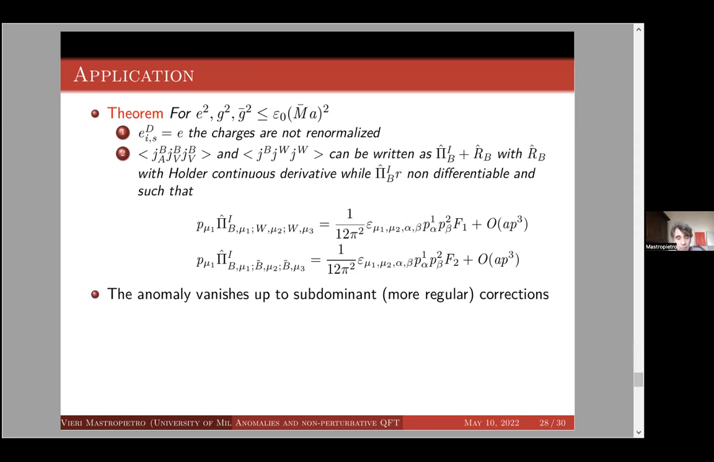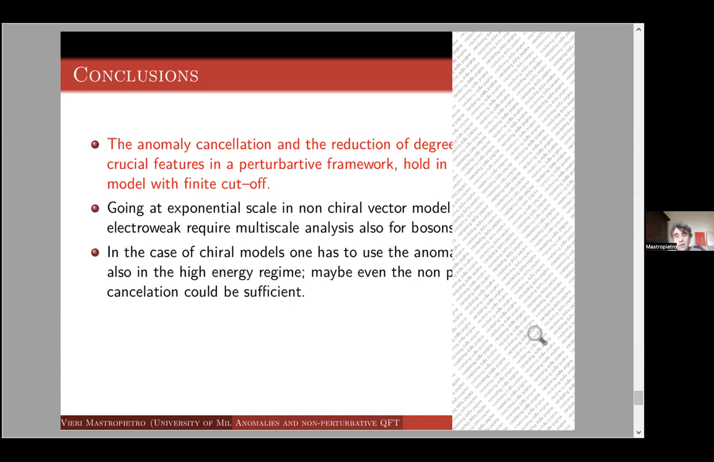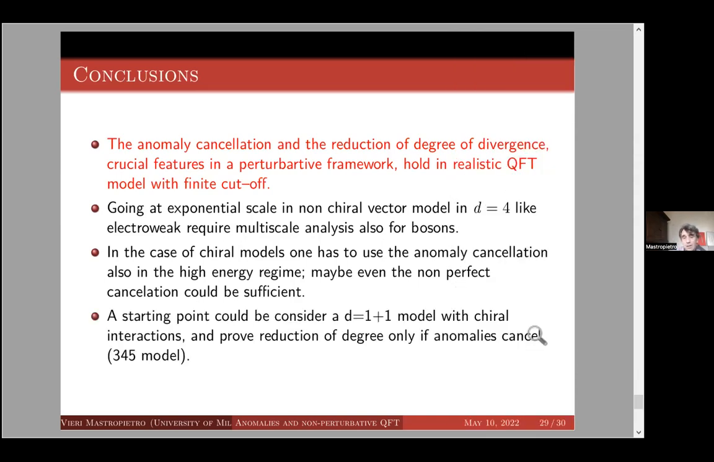But of course, if I have questions, I would be happy to discuss. So let me just say a very quick conclusion. I've shown that the anomaly cancellation and the reduction of the ultraviolet divergence are really crucial features in a perturbative framework. And then I've shown examples in which they hold in a realistic quantum field theory model. So for instance, as I said, I consider two models in four dimensions. There I need a cutoff of the order of the mass of the bosons. And then in two dimensions I can consider any theory, any cutoff.